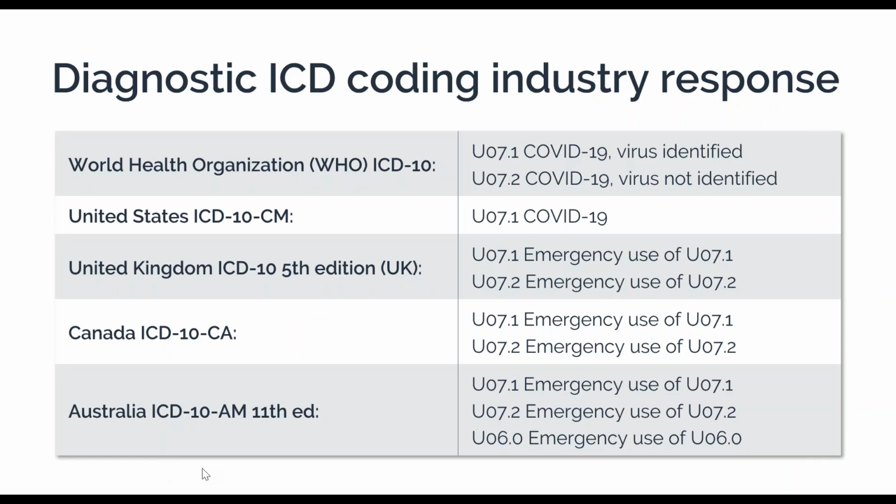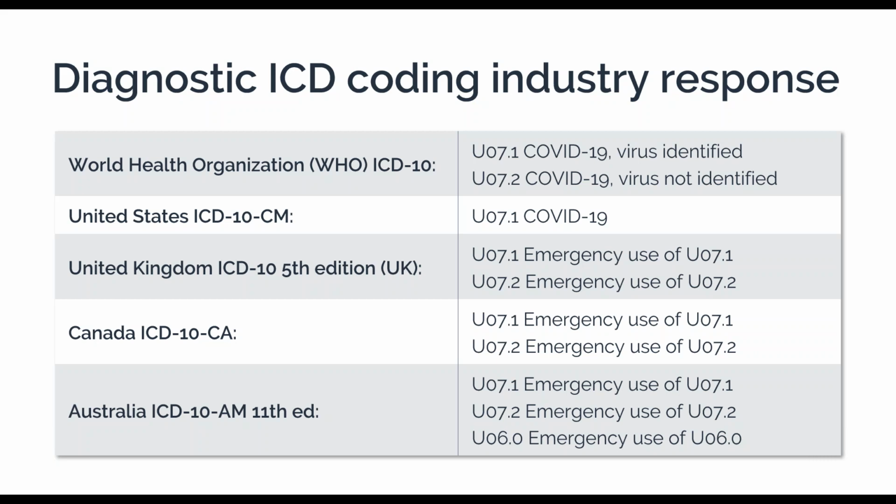And so here the World Health Organization in March activated code U07.1 and U07.2 with the code descriptors listed on the slide. WHO provided further guidance on when to report which code for global surveillance. Other countries such as Australia, Canada, and the United Kingdom, as you can also see on the slide, followed WHO's lead and activated at least 2 U codes.